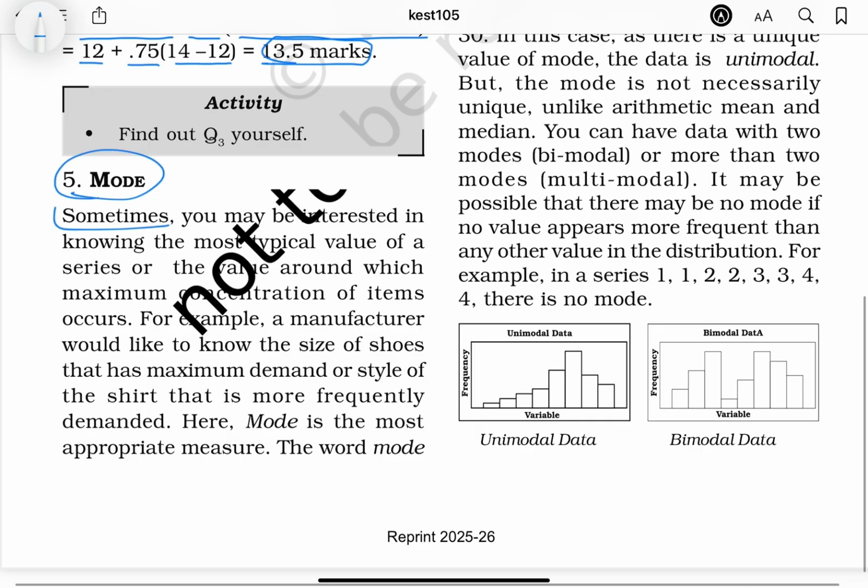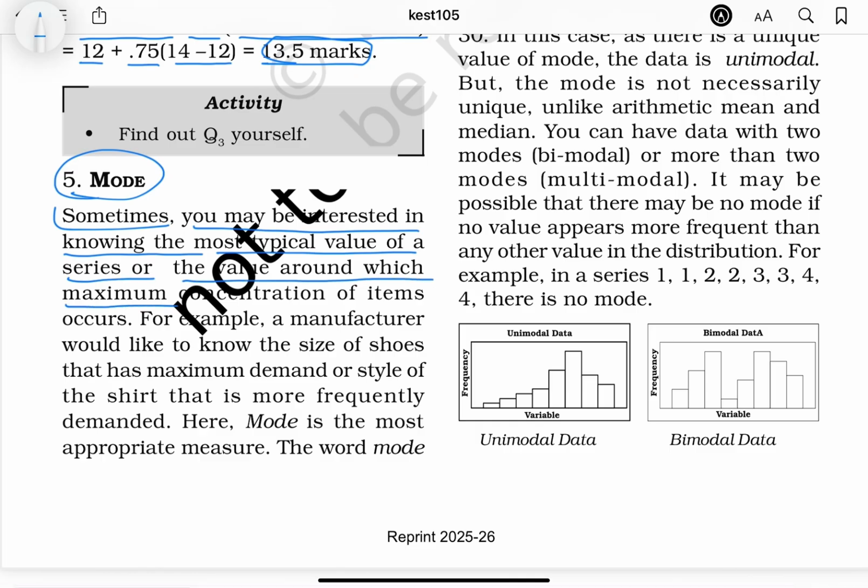फिर आ जाते हैं मोड सम टाइम्स। You may be interested in knowing the most typical value of a series or the value around which maximum concentration of items occurs. For example, a manufacturer would like to know the size of shoes that has maximum demand or the style of shirt that is more frequently demanded. Here, mode is the most appropriate measure.